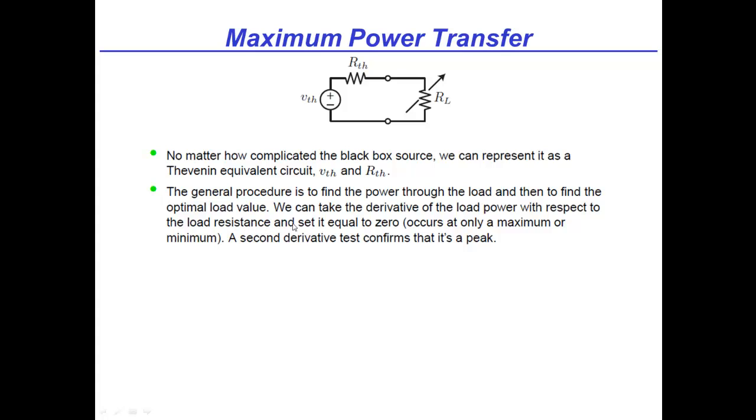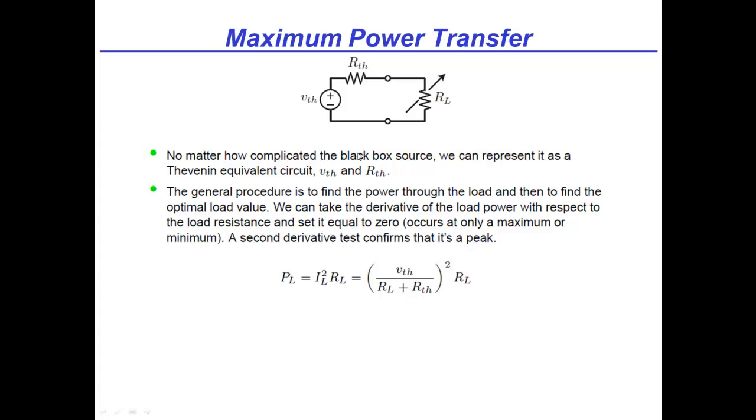And if we take the derivative and set it equal to 0, we'll be solving for places where the power gives you a maximum or a minimum, right? And then we would have to do a second derivative test to make sure it's actually a peak, right? Could be a minimum. So let's follow that thought.